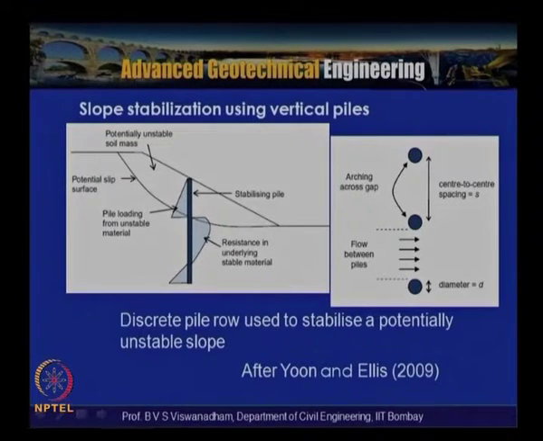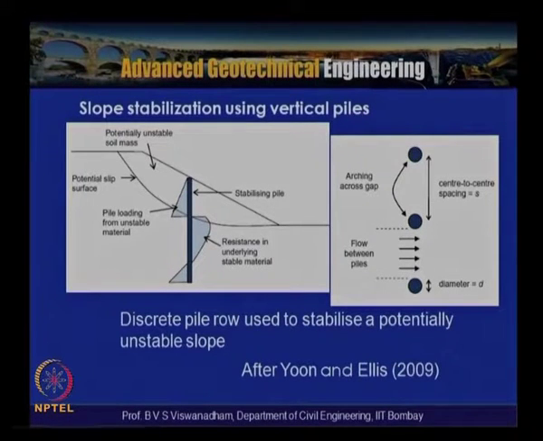Another way of arranging these piles is called a staggered arrangement. In this case, you have two piles placed, and then a pile placed at the center, like this. When the arrangement is done like this, it is called a staggered arrangement. It is then not called a discrete row; it is called a staggered arrangement. So there are two patterns: one is a discrete row of vertical piles, or otherwise a staggered arrangement of the vertical piles.